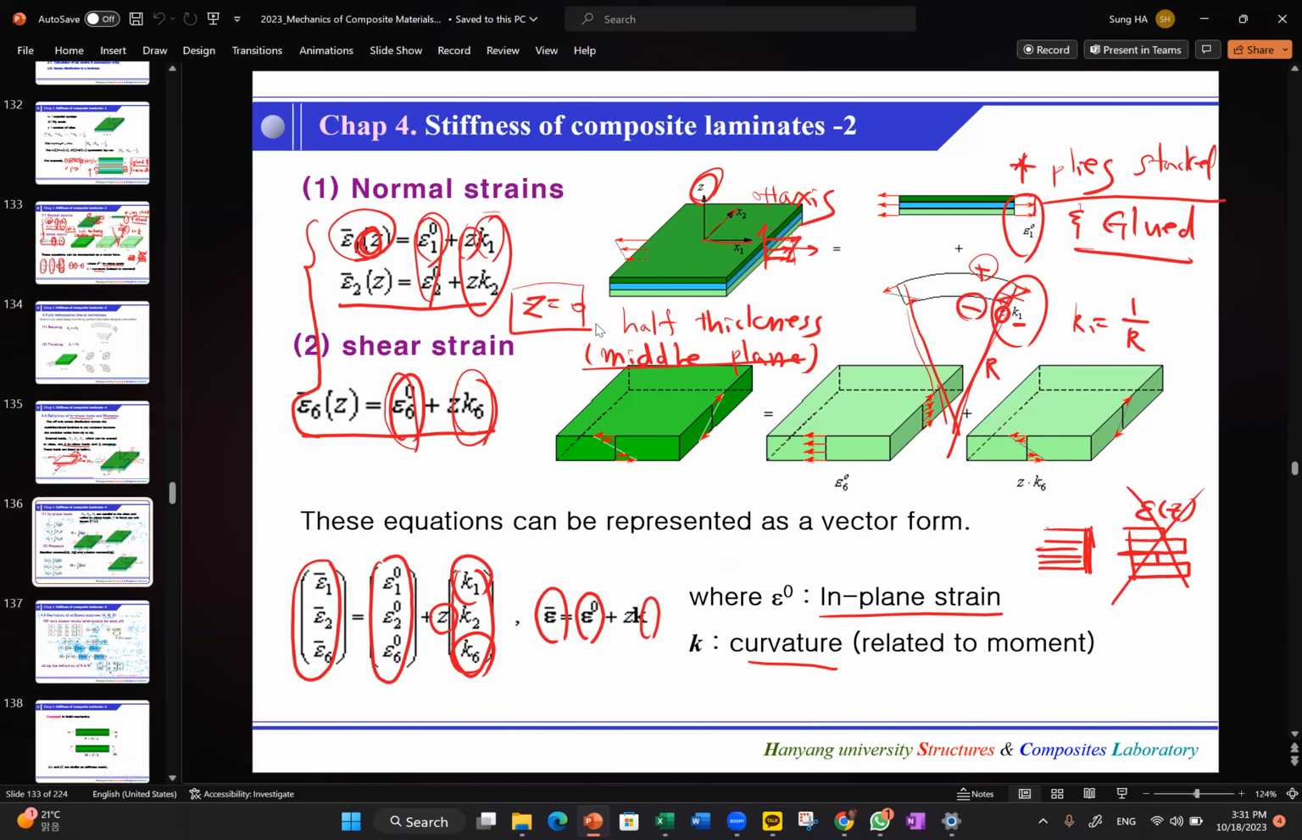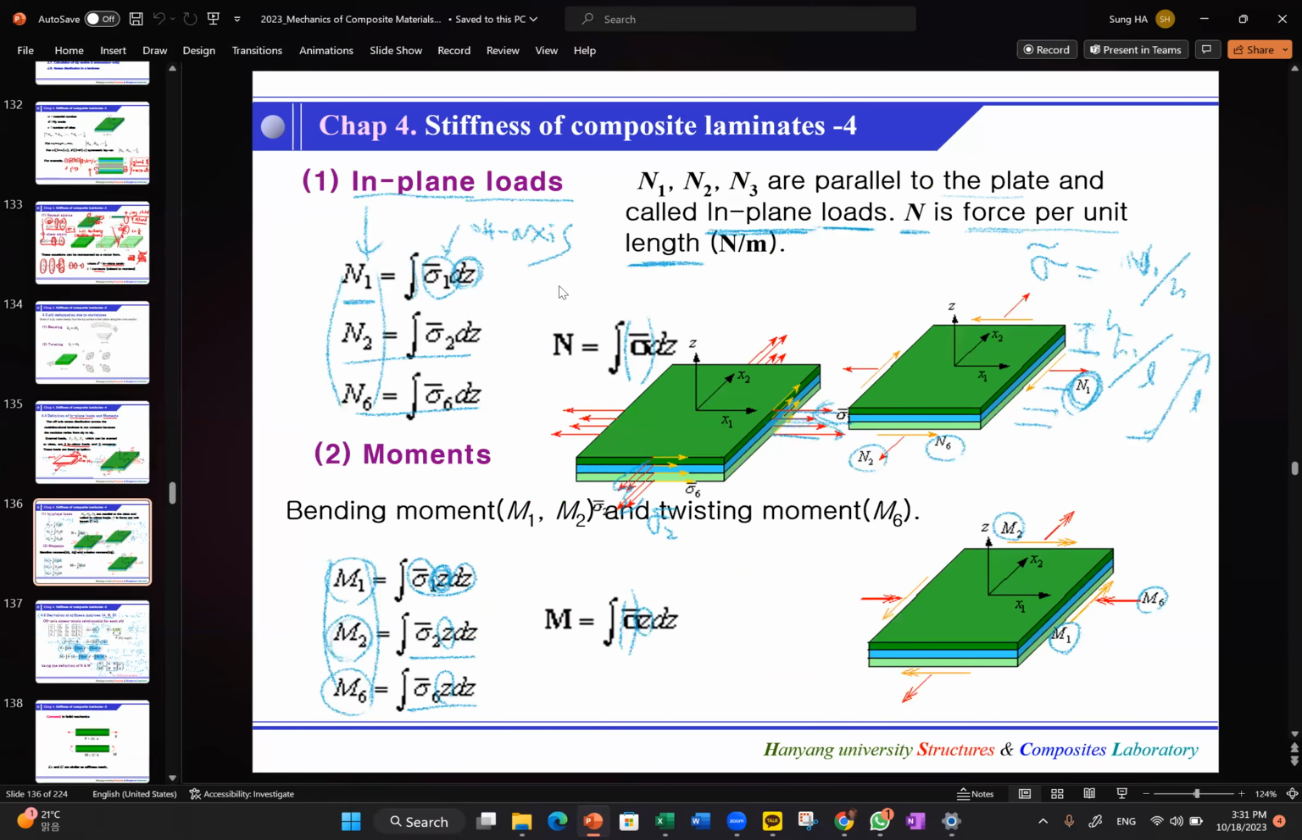Another thing we need to understand is the load we apply. The load N1 is the stress integrated through the thickness, in direction one, direction two, and direction six. And then a moment. For the moment, we apply a bending moment in direction one and direction two, and also a shear direction. And there is a z multiplied by the stress, which means the conventional definition of a moment.